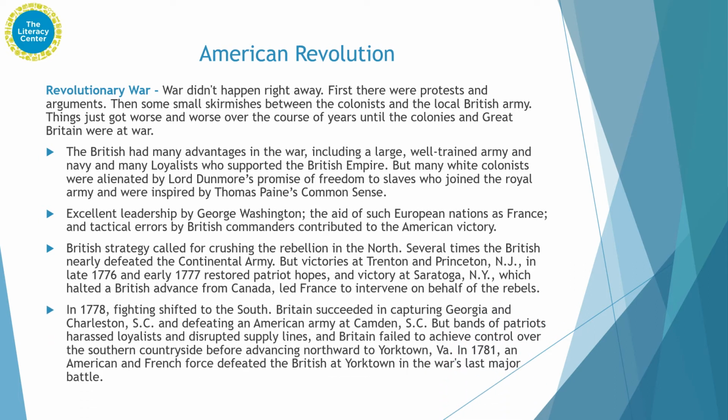In 1778, fighting shifted to the south. Britain succeeded in capturing Georgia and Charleston, South Carolina, and defeating an American army at Camden, South Carolina, but bands of patriots harassed loyalists and disrupted supply lines, and Britain failed to achieve control over the southern countryside before advancing northward to Yorktown. In 1781, an American and French force defeated the British at Yorktown in the war's last major battle.